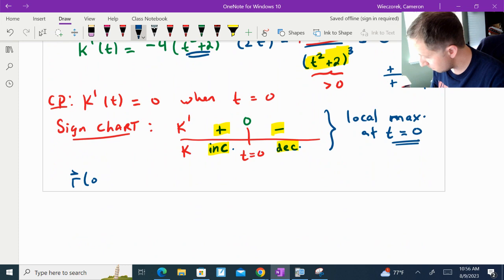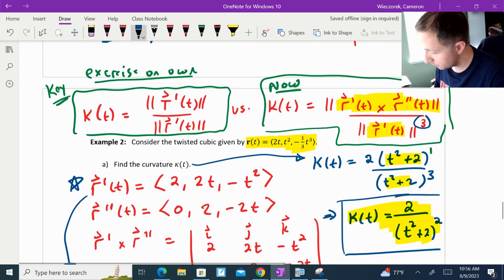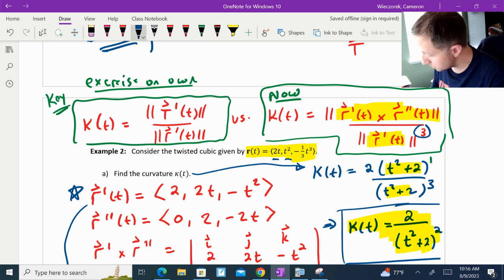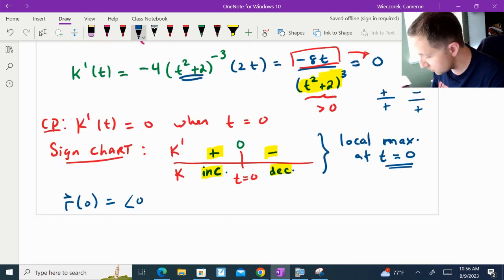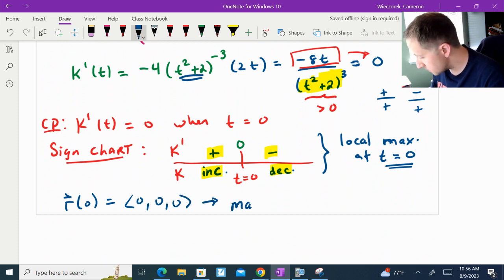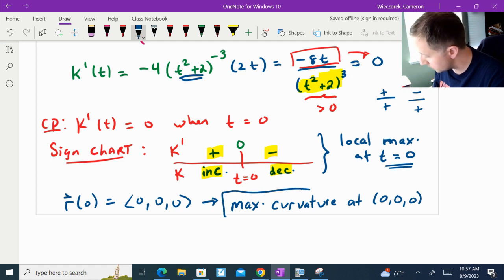So r of 0, we go back up to the original function, would give me 0, 0, 0 when I plug in t. That's a vector. They asked for the point, so I'm just going to clarify here. That tells me that maximum curvature occurs at the origin. And on the graph that we showed on CalcPlot3D, it looked like that, so we'll animate it one more time at the end here.